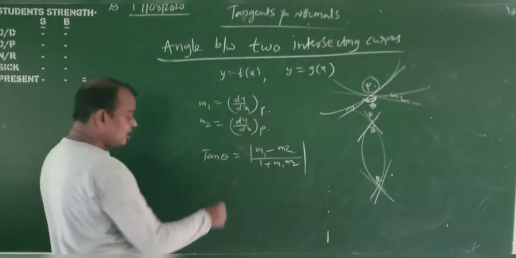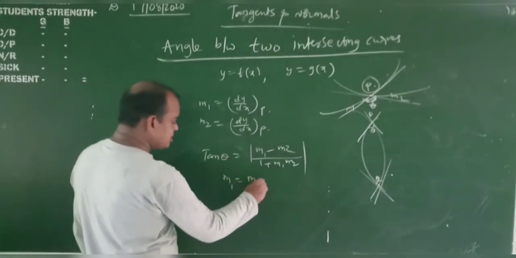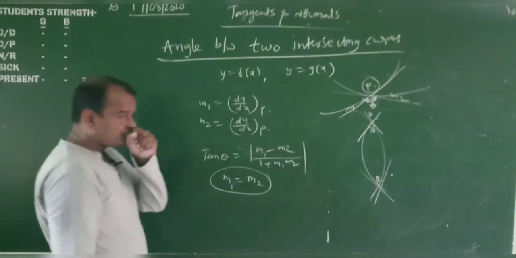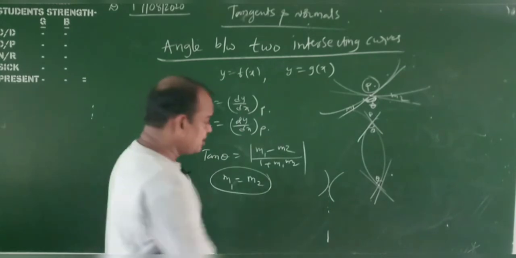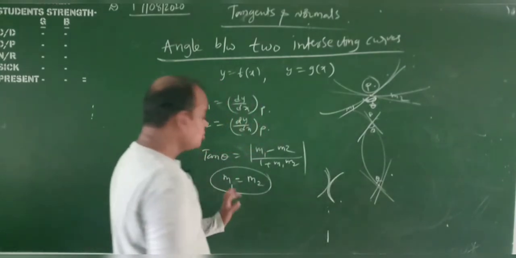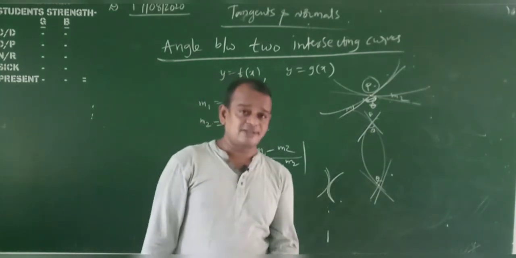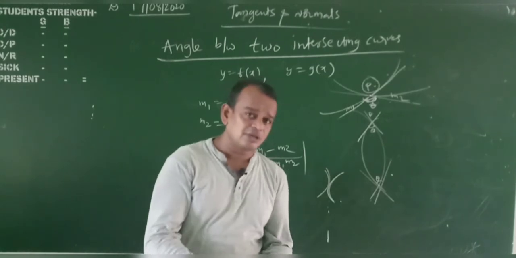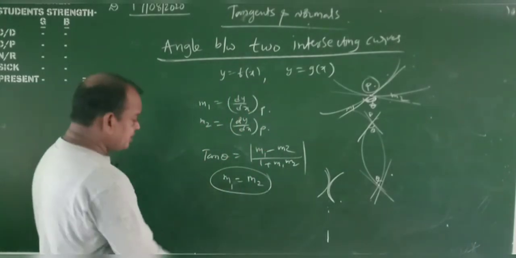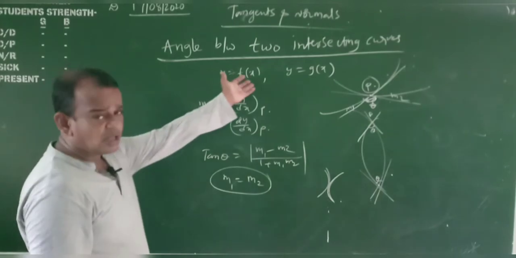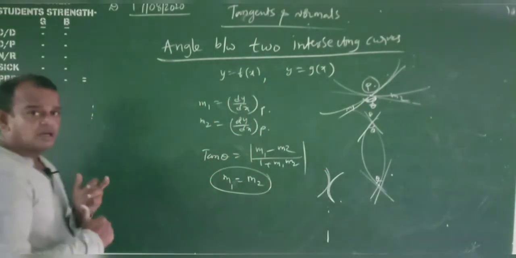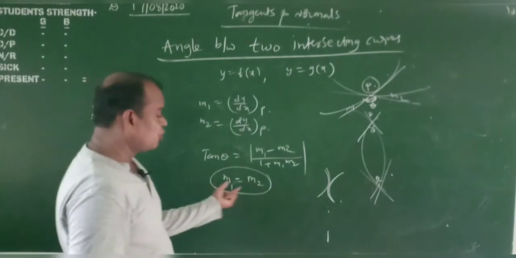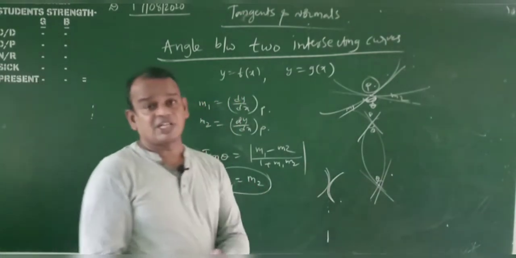Already yesterday, M1 equal to M2 means the two curves touch each other. Show that the two curves touch each other means you follow the same process. First we find the point of intersection. After that we find M1 and we find M2. If both M1 and M2 are equal, the two curves touch each other.